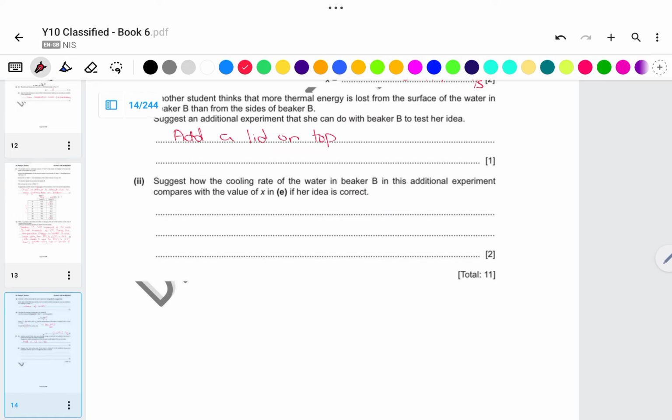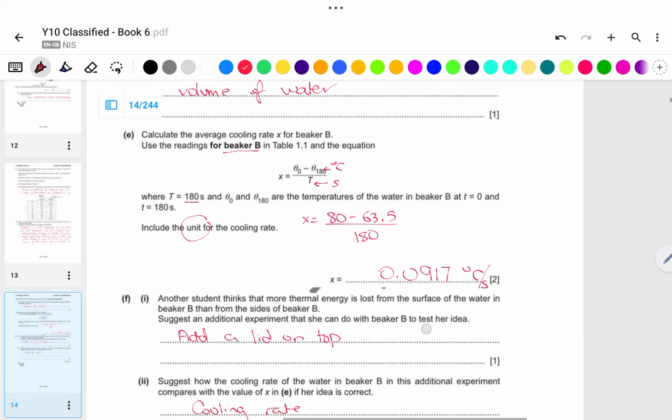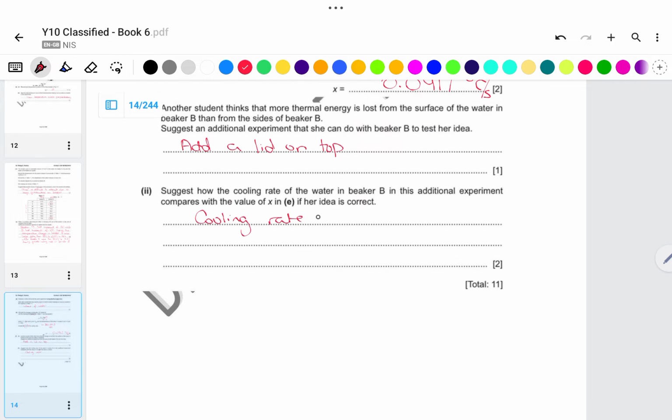Okay, next, suggest how the cooling rate of the water in beaker B in this additional experiment compares with the value of X in E if her idea is correct. Well, definitely the cooling rate will be less than X because we just insulated it, right? Or we covered it. All right? Okay. Basically, that's all for this question. I'll see you in the next question. Have a good day.